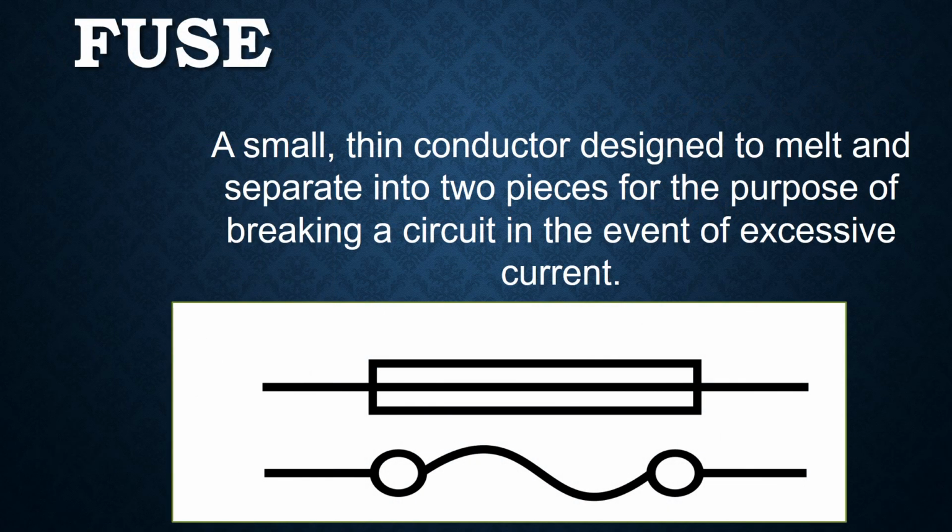Next is a fuse. A fuse is a small thin conductor designed to melt and separate into two pieces for the purpose of breaking a circuit in the event of excessive current. A fuse is a special kind of resistor that acts as a short circuit or zero resistance unless the current exceeds the rated value. If the current exceeds the rated value, the fuse blows and acts as an open circuit. So this is the symbol of a fuse.